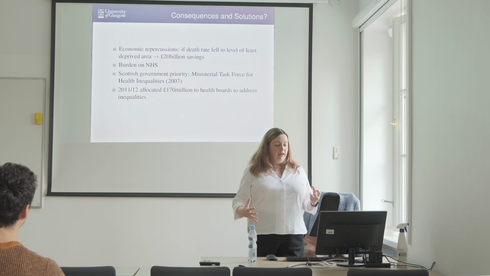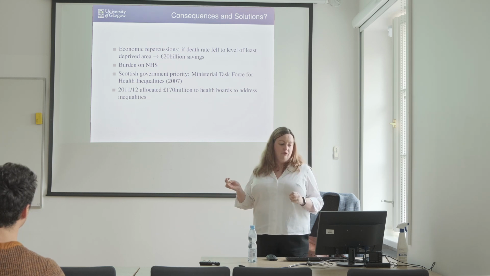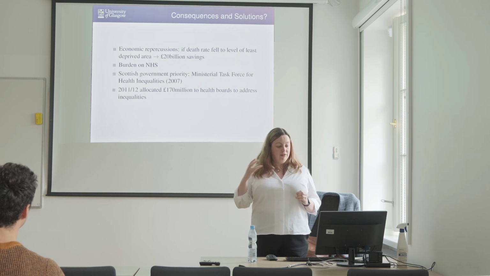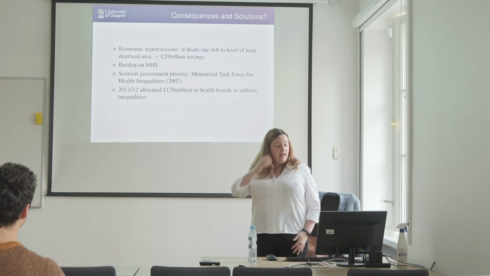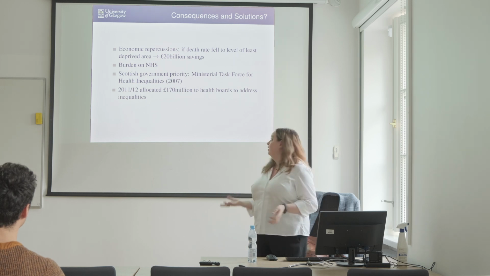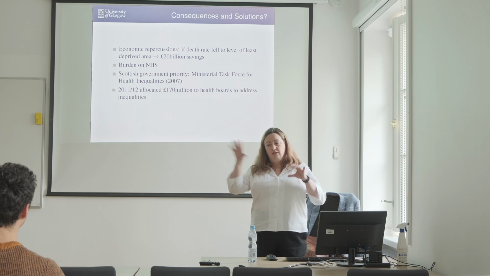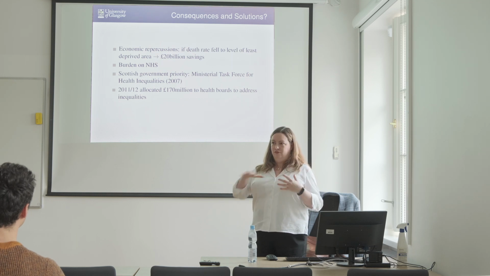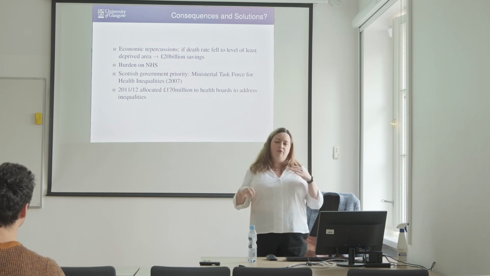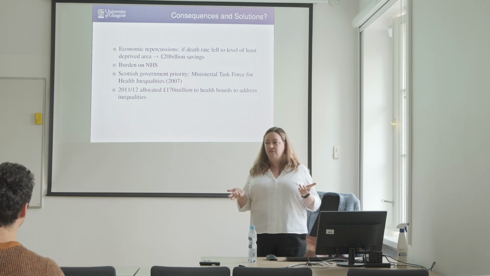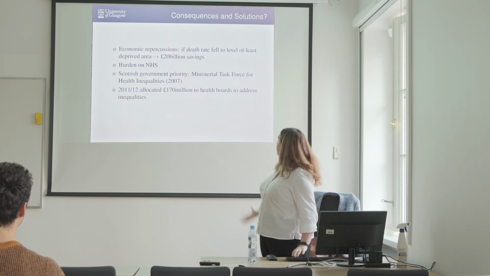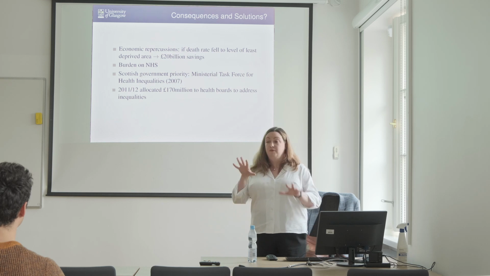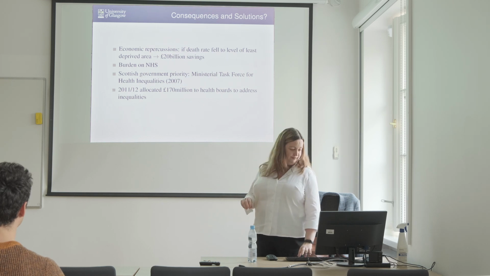The Scottish Government has actually made this a priority. In 2007 and 2017, task forces were set up to deal with health inequalities, and in 2011-12, it allocated 170 million to the different health boards, which are particular boards that deal with regions across Scotland. Each health board got a certain allocation of that 170 million. 170 million sounds like a lot until you think about the fact that there's 4 million people and how much each disease costs, so it actually needs to be very targeted with how you use this.